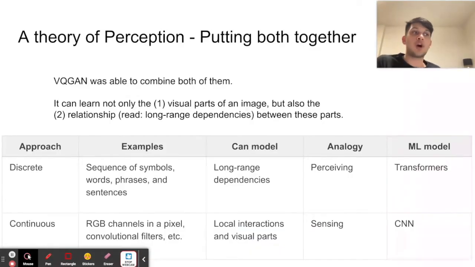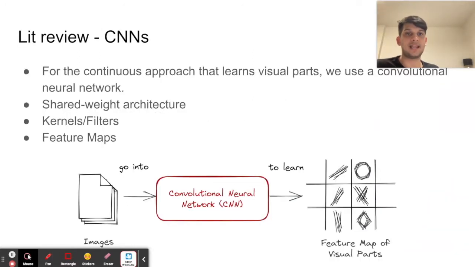All right, so now we have two complementary techniques, which is an interesting view of perception that allows us to model long-range dependencies by representing images discretely, and a pixel-based approach to learn local interactions and visual parts. VQGAN was able to combine both of them. It can learn not only the visual parts of an image, but also the relationship between these parts. You can see the table and it summarizes sort of everything. Next, we'll move on to CNNs. Since we've all studied CNNs enough, I'll keep this one short. It's based on the shared weight architecture of the convolution kernels or filters that slide along input features and provide translation equivariant responses known as feature maps. You can see a little diagram doing that.